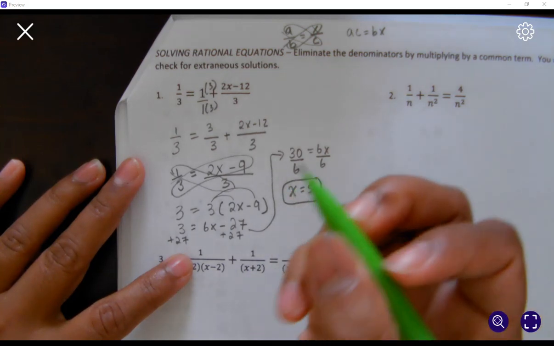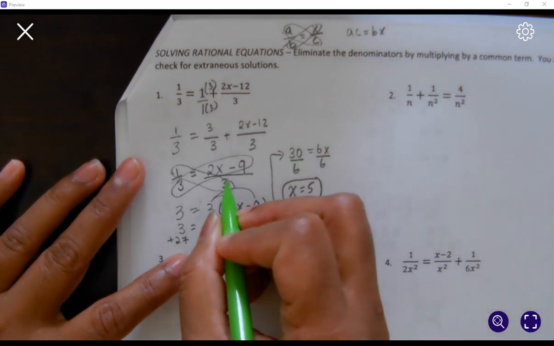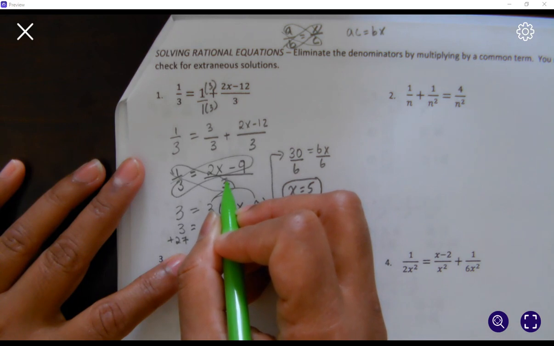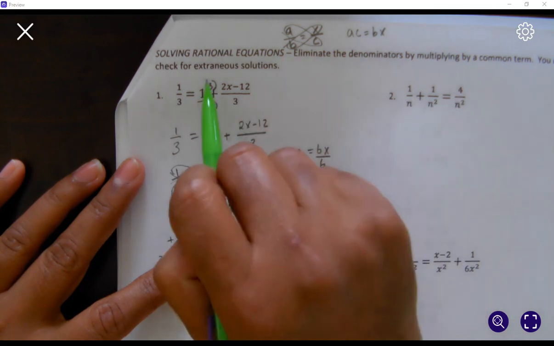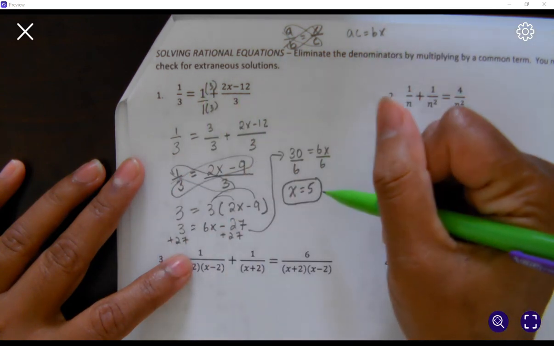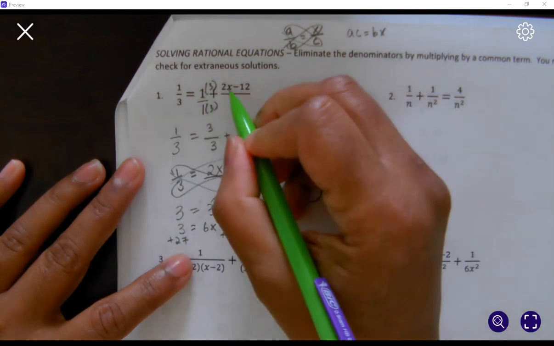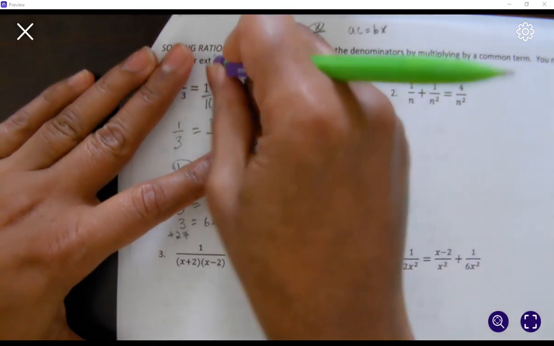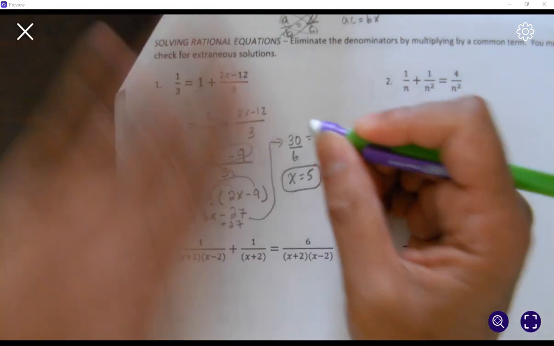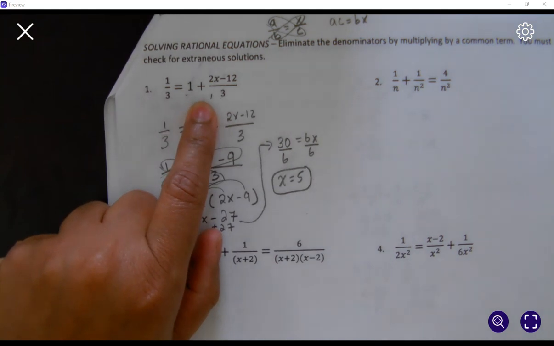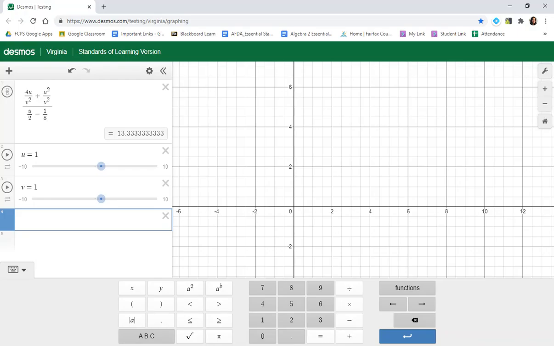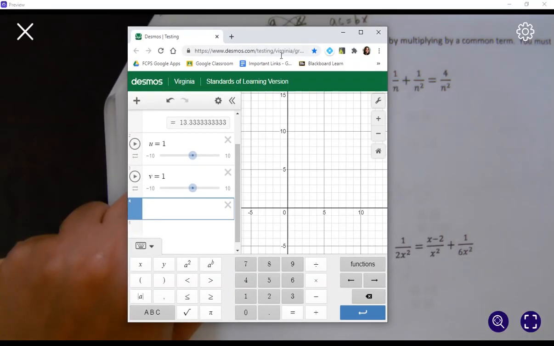Okay, and now just make sure you check for extraneous solutions, and so you would take this and plug it back into your original. So let me erase all of this. Plug it back into your original to see if your left side equals the right side. And the best way to do this is in Desmos. So I'm going to go to Desmos.